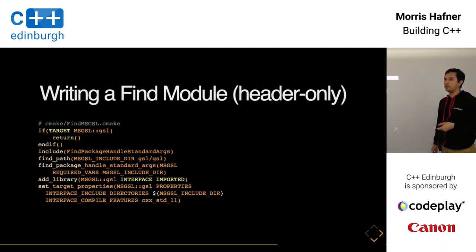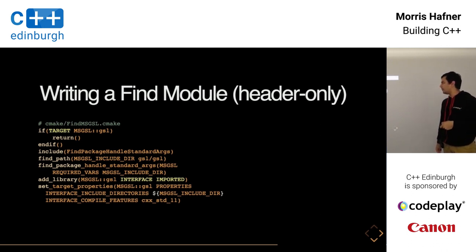So I would usually write #include <gsl/gsl>. So I write this down. Store the result in the MSGSL_INCLUDE_DIR variable. And then I call find_package_handle_standard_args for the package MSGSL, which has the required args MSGSL_INCLUDE_DIR. If this variable is empty or not defined, this will throw an error saying this package could not be found. And CMake will quit and give you a nice error message.